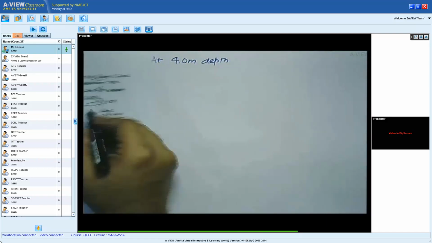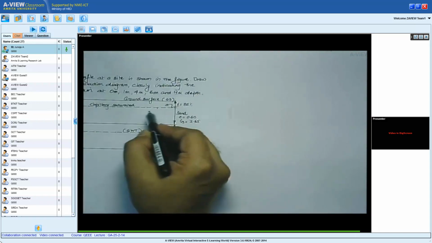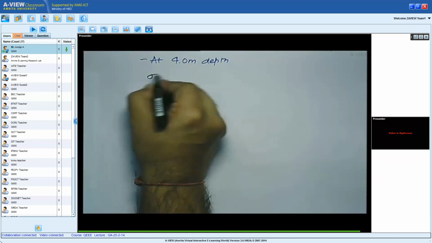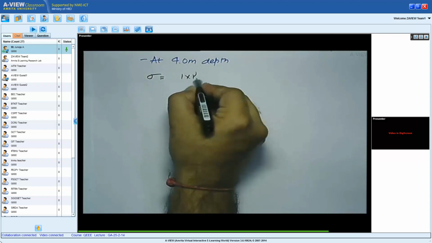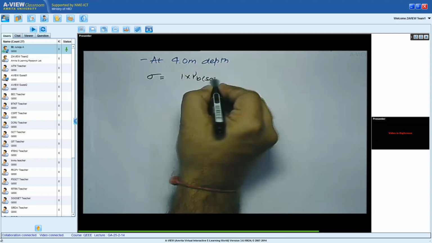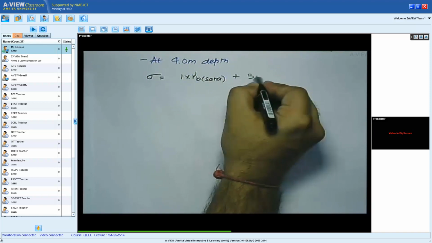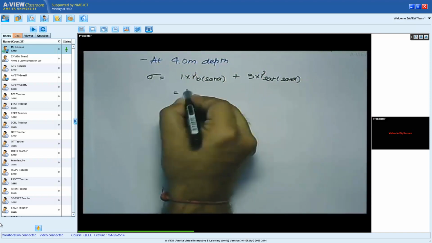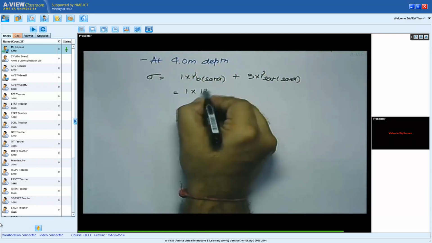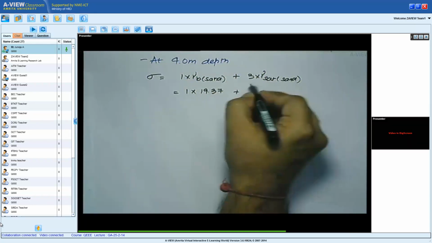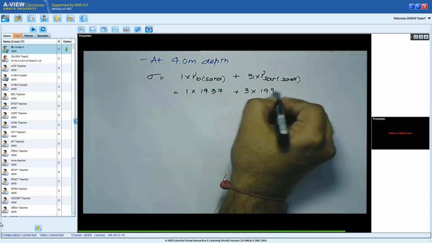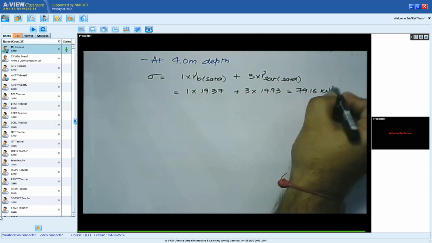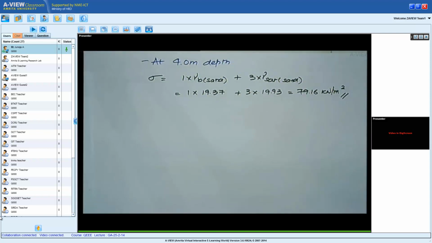Okay. So 4 meters would mean 1 meter of partially saturated sand plus 3 meters of saturated sand. So total stress equals 1 times gamma bulk of sand, plus 3 times gamma saturated of sand. It gives you 1 times 19.37 plus 3 times 19.93. You plug in the numbers, you should have 79.16 kilonewton per meter square or kilopascal.